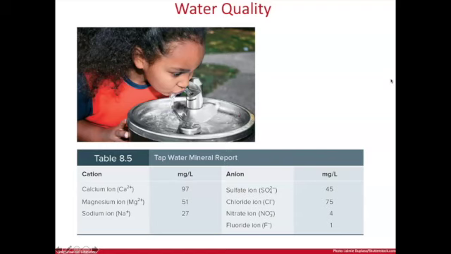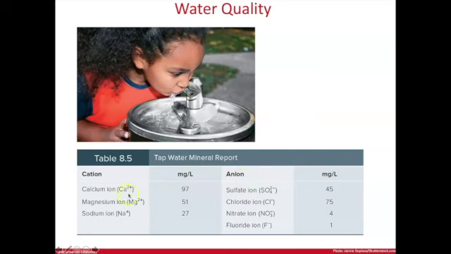Water is the universal solvent, and it's a very good solvent because it dissolves lots of things. In fact, water can dissolve so many things that it's never 100% pure. So that's where water quality and water pollution become an issue. For any water, there's always going to be a lot of stuff dissolved in it. It's just a matter of how much.